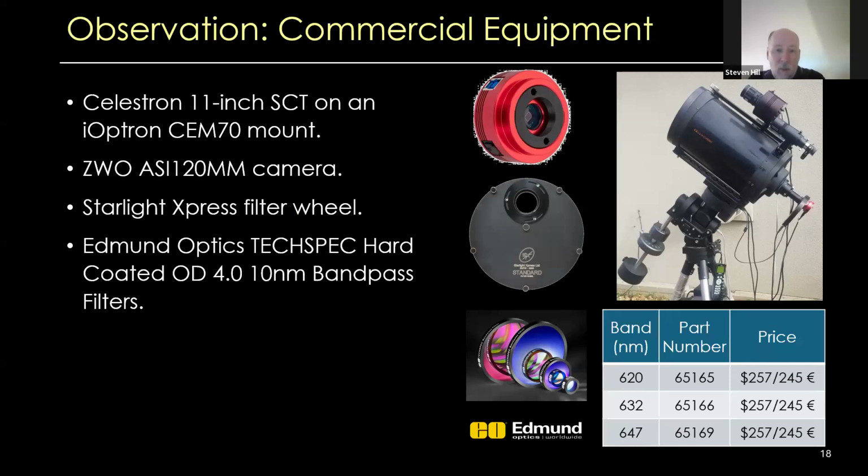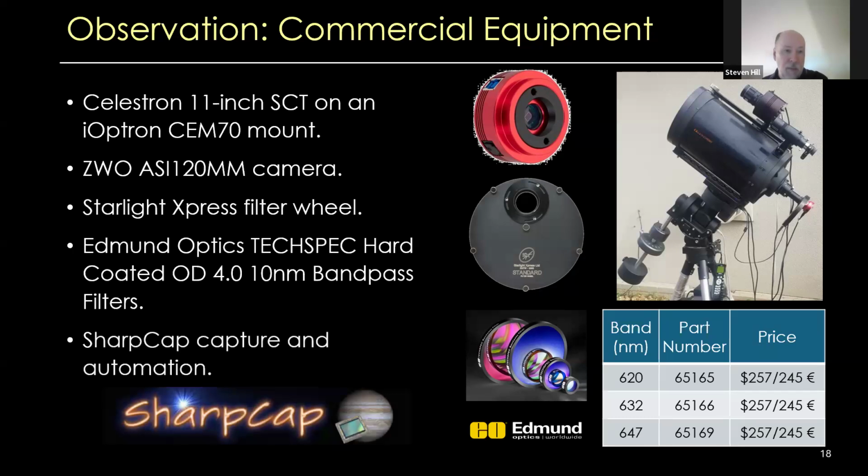They have 10 nanometer wide filters that will fit in a 1.25-inch filter cell, and you can buy them for a reasonable price. This is why it's accessible to amateurs who are willing to invest a little bit. So I had to buy 3 specialized filters there, and then I used a standard astronomical H-alpha filter for the 656 continuum. And then I used SharpCap software for video capture and automation.